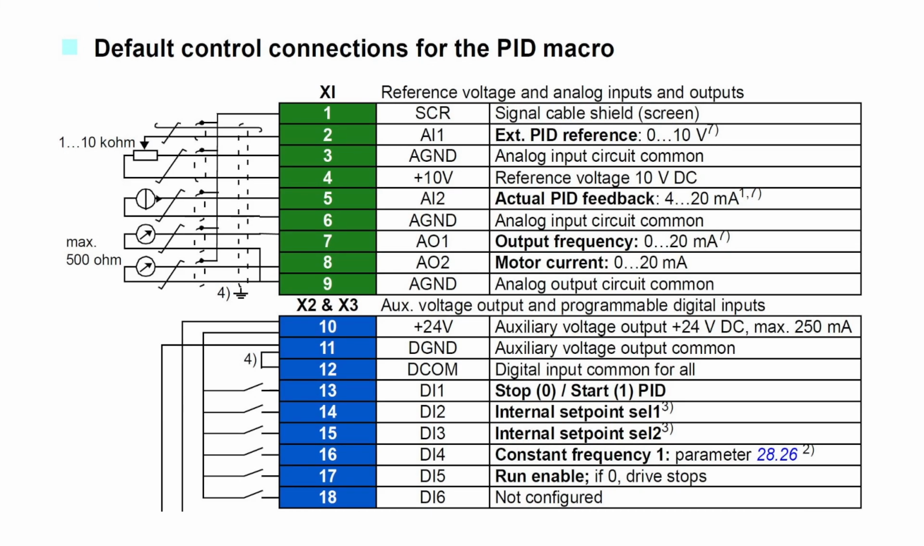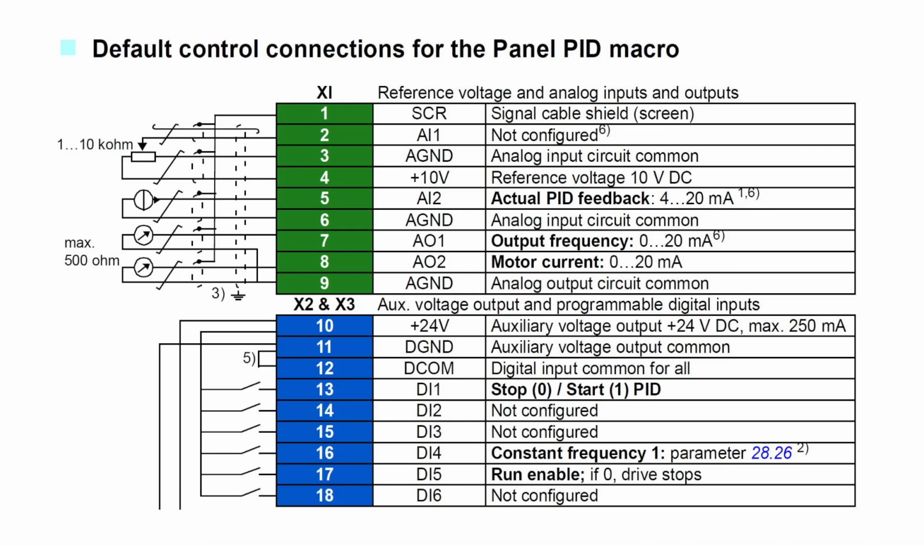The second macro is the PID macro. The set point comes from the potentiometer on analog input 1. Analog input 2 is your actual feedback from a sensor. And then digital input 1 is your start-stop, and digital input 5 is your run-enable.